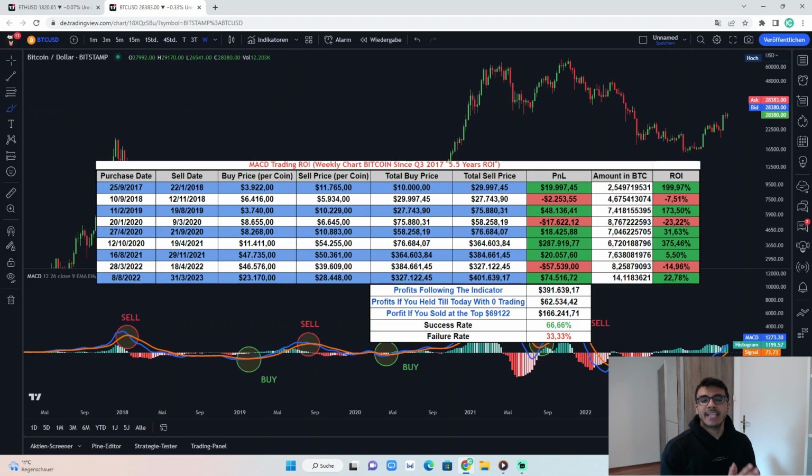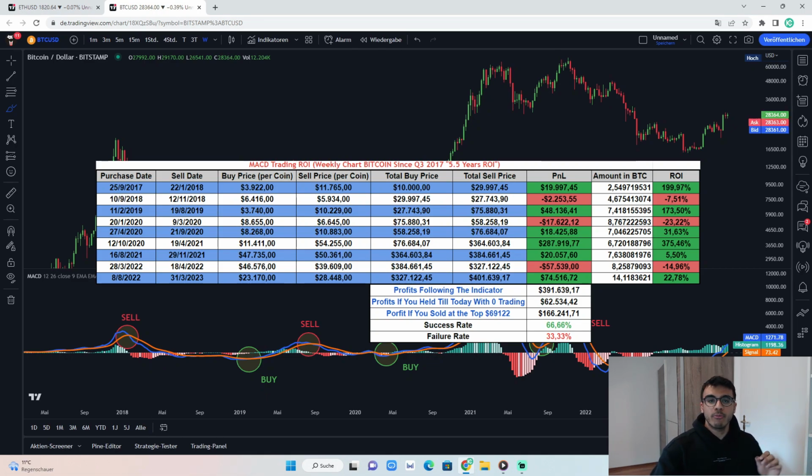Shockingly, this dashboard reveals crazy returns. If you started with $10,000 at the end of 2017, you would have generated roughly $391,000 in profits in 5.5 years. That's a massive return. If you held, for instance, and you didn't trade, you have only $62,000 today. We notice a prominent difference between holding and trading the MACD on the weekly time frame.